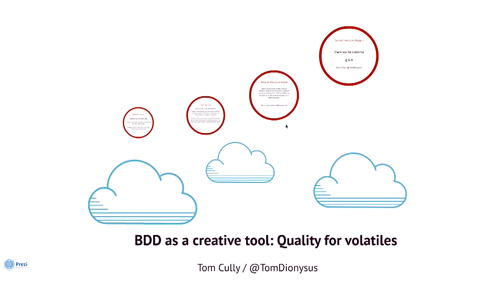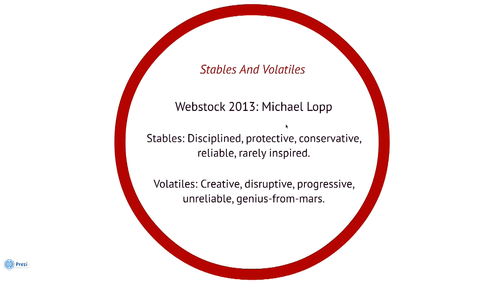So tonight we're going to talk about BDD and TDD as a creative tool, quality for volatiles. Just a show of hands, who made it to Webstock in February, New Zealand? Anybody? God, just one. One of the speakers there, Michael Lobb, gave an awesome presentation on this concept that there's two different types of developers, two different types of engineer really. You have stables and you have volatiles. Now we know these guys, you work with them. You're one of the two of them, maybe you're both.